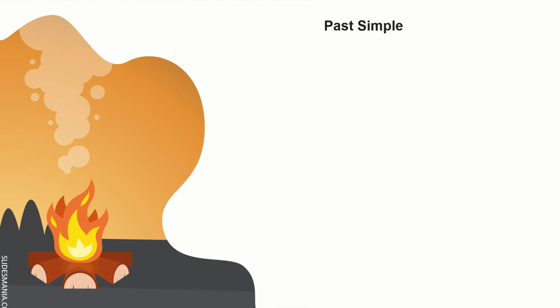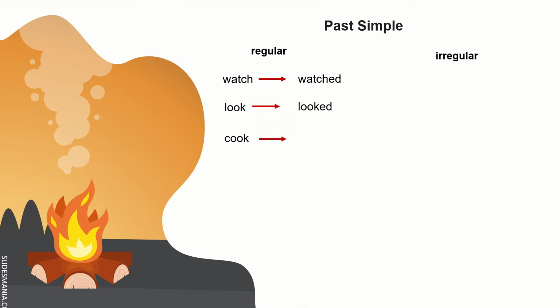Past simple. The conversation was talking in the past simple. We have regular and irregular verbs. Regular verbs like watch becomes watched. In regular verbs, we add ed to the end of the verb. We add ed in order to transform the verb from the present to the past. Look becomes what? Looked. And cook becomes cooked.